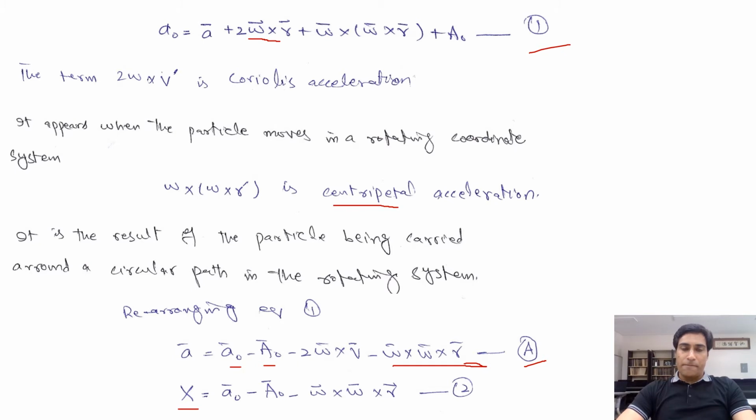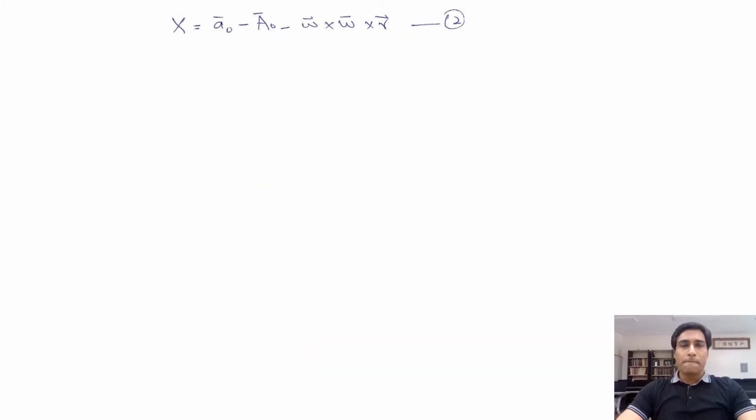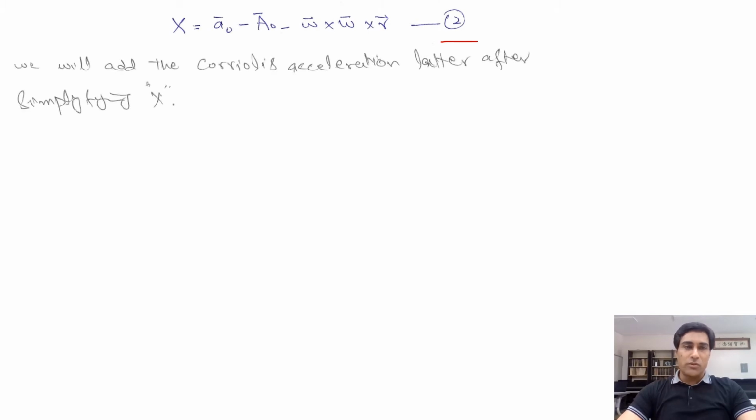This term will be added later in x after simplification. I cannot draw a proper circle. Yeah, this is much better than before. So this is equation 2. We will add the Coriolis acceleration later after simplifying x, as I mentioned in the previous slide. There is an example 5.2.1, so you should check that.